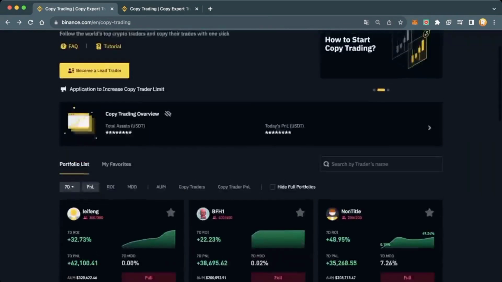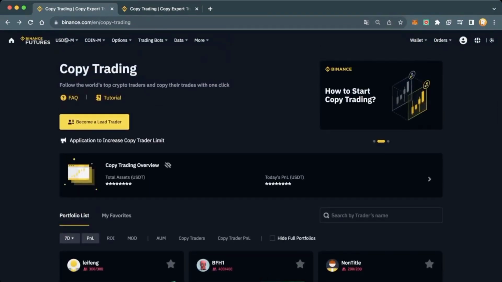Binance copy trading for right now is futures only. So if you're in a country that doesn't allow futures trading, you won't be able to use this.